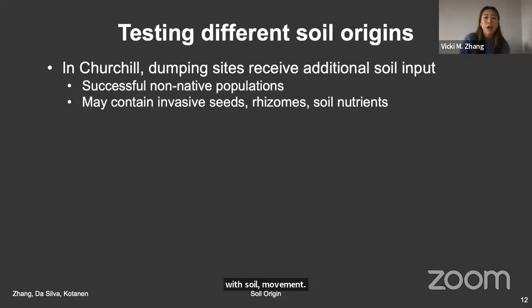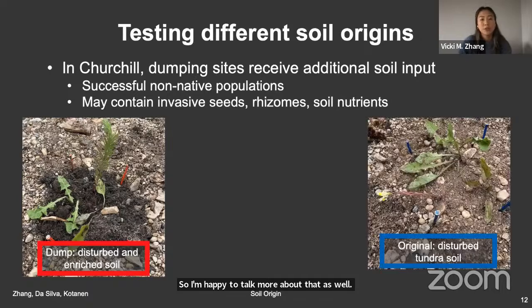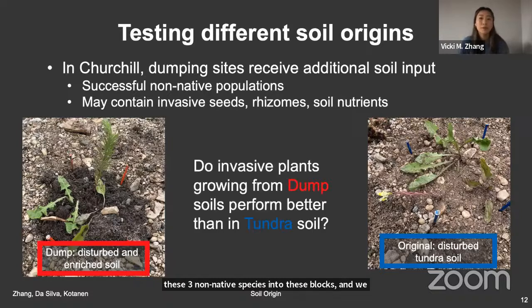But for this experiment, we set up a common garden experiment in the tundra with two different soil sources. One source of soil was collected from sites in Churchill with a history of soil dumping, which I call dump soil. The other is just the original tundra soil that we disturbed, but we kept within the plot. From these two images, you can clearly see that there is a visual difference between the two soil types. Again, we transplanted these three non-native species into these blocks, and we predicted that plants grown in the dump soil will perform better, even though they're still out in the tundra in this unsheltered landscape.